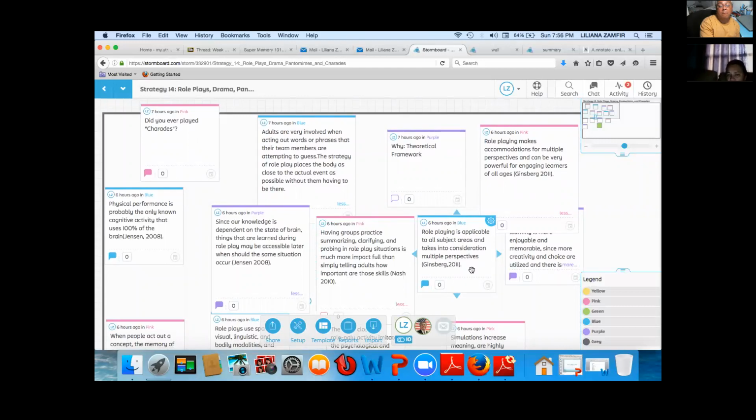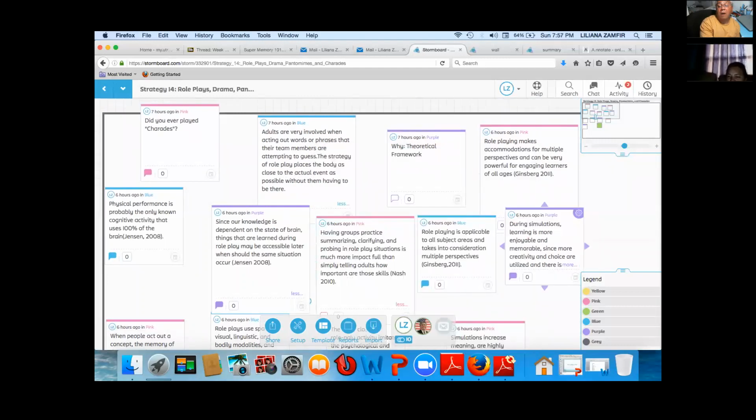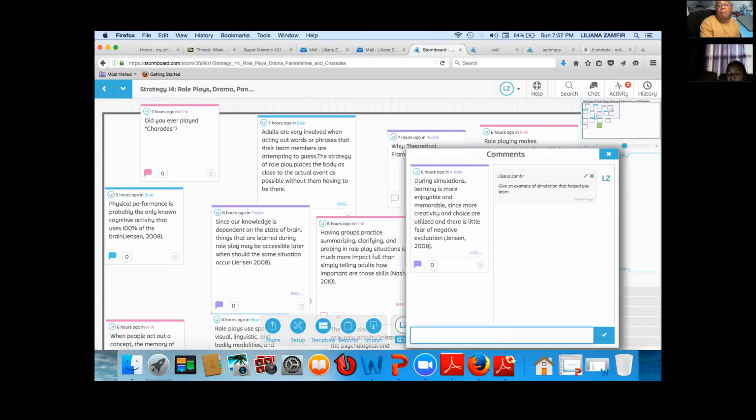Role-playing is applicable to all subject areas and takes into consideration multiple perspectives. What perspectives do you see as important to consider in your subject area? During simulations, learning is more enjoyable and memorable since more creativity and choice are utilized and there is little fear of negative evaluation. Give an example of a simulation that helped you learn.